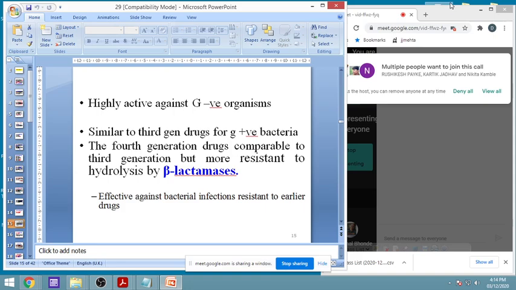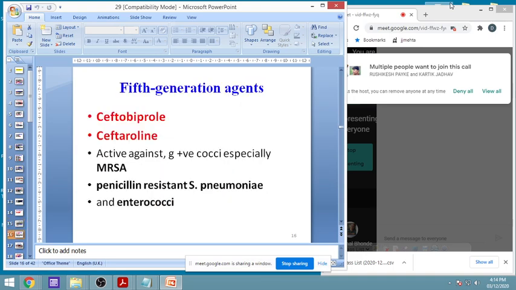The fourth generation drugs are comparable to the third generation, but more resistant to hydrolysis by beta-lactamase. So you need not give any beta-lactamase inhibitors along with them. They are effective against bacterial infections which are resistant to earlier drugs, up to the third generation. Even if there is resistance to the earlier ones, these will be active. They will show action.